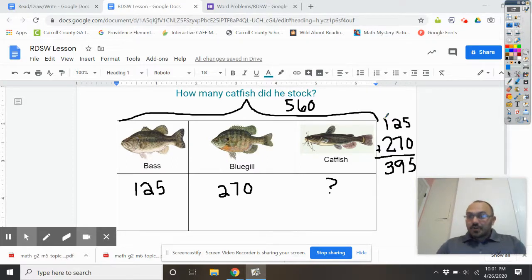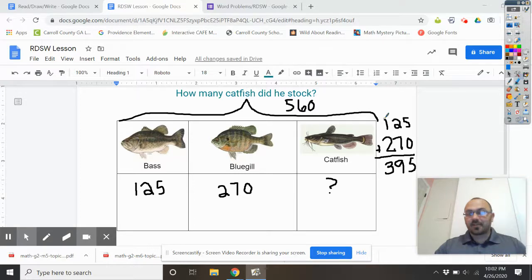Now, I assure you that on a test like the Milestones when you get into third grade, 395 will be one of your answer choices because they hope to trick you. They're assuming that you just looked at the two numbers you added, 125 and 270. You come up with 395, and automatically you think that's the answer. We know that that's only step one. This is a multi-step word problem.